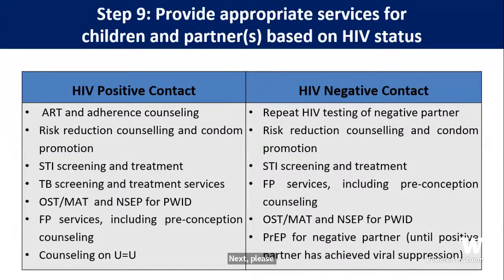For HIV positive, we need to link them with ART and adherence counseling or risk reduction counseling, inform them about condoms, RTI, STI, TB, OST services, family planning services, and provide counseling on U equals U. Explain the importance of getting linked to ART services and starting ART early, so that their viral load becomes undetectable. With an undetectable viral load, they will not be transmitting infection to the people they have sex with. So there is absolutely no risk of sexual transmission if someone has an undetectable viral load. That information can be provided upfront to the HIV positive contact.